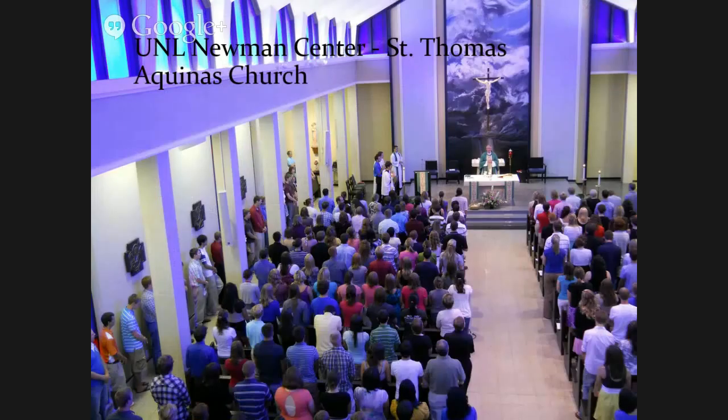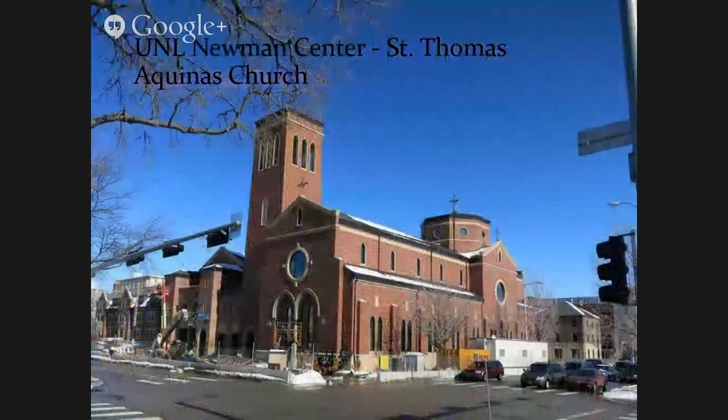Back closer to home again. So this was the old Newman Center, St. Thomas Aquinas Church on the UNL campus. It was very much a modern style, but they outgrew it. And so they did a whole campaign to build a new one. They're almost completed with their construction project. And so this is a recent picture of it.